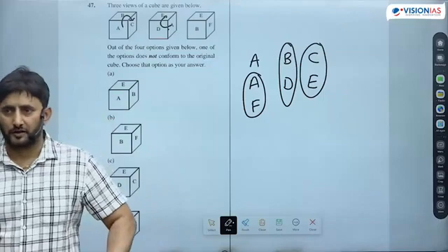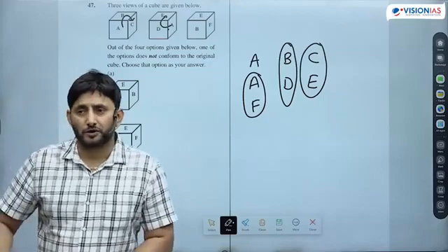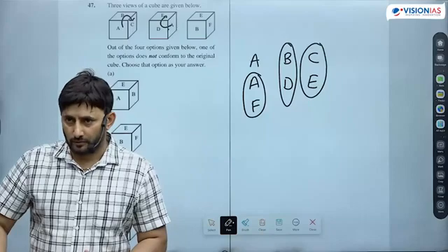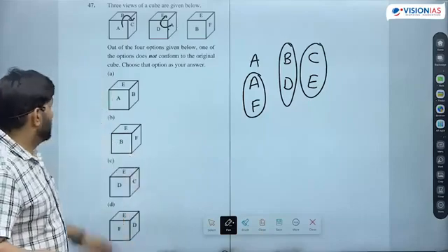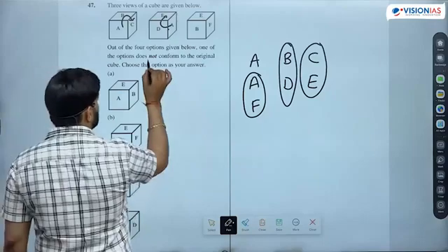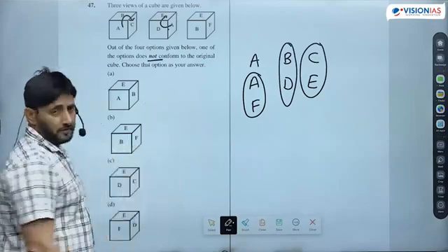They are the opposite pairs. तो कभी भी opposite pairs नहीं दिखेंगे आपको, ठीक है ना? Opposite pairs are not visible in the same view. We have to find which option does not conform to the original figure.